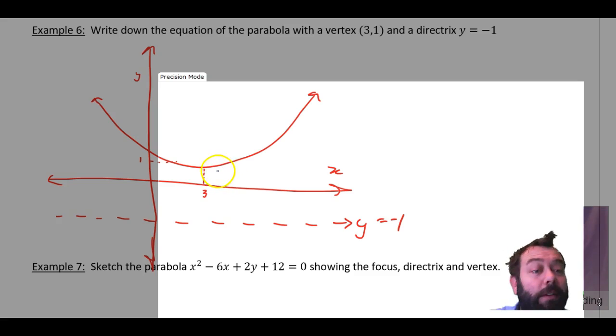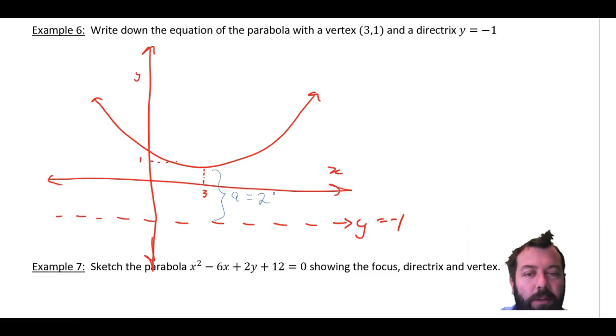My focal length is the distance from the vertex to the directrix. That's certainly one way to look at it. That's a equals 2. It goes from 1 to -1. That's going to help us. It's concave up, and we know that the vertex is at 3, 1. Well, we're just about ready to write this down now. Although the sketch, as scruffy as it is, is going to help us out.